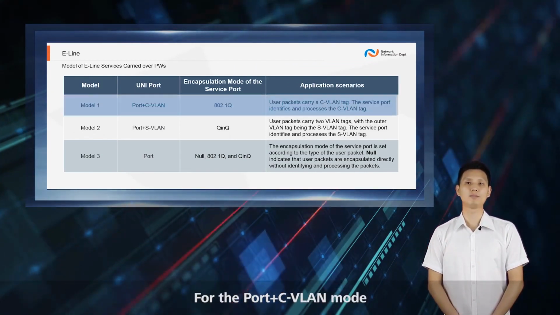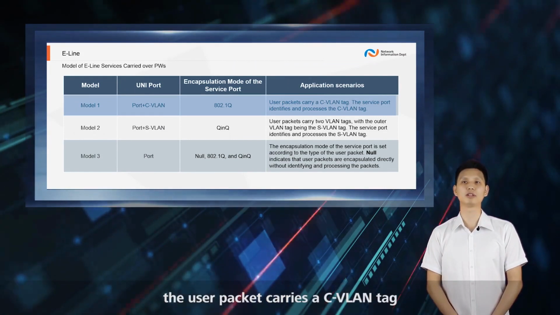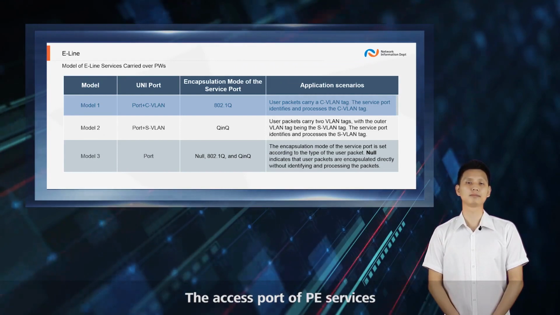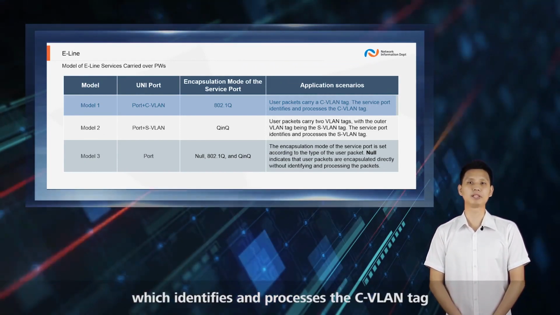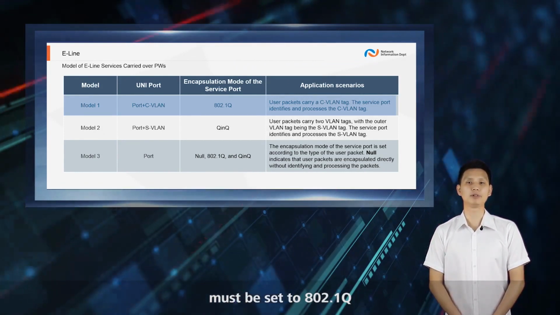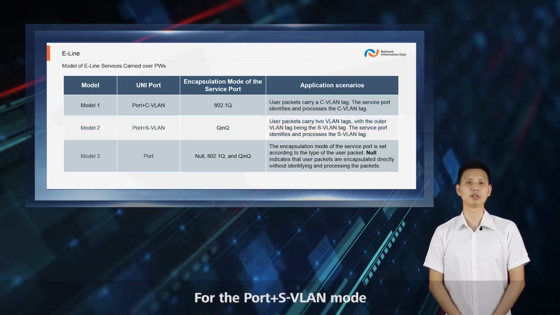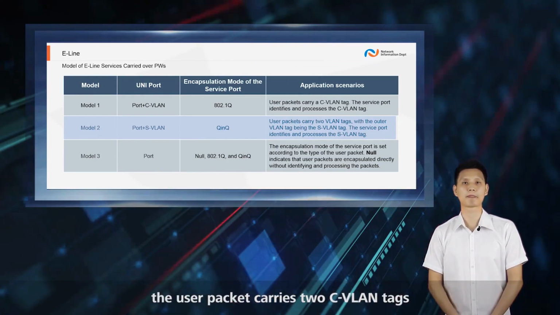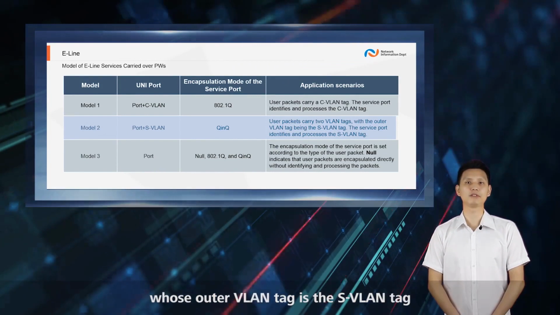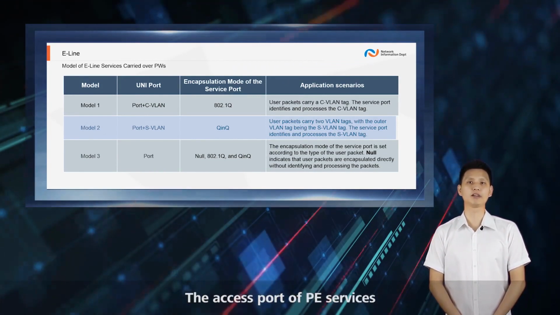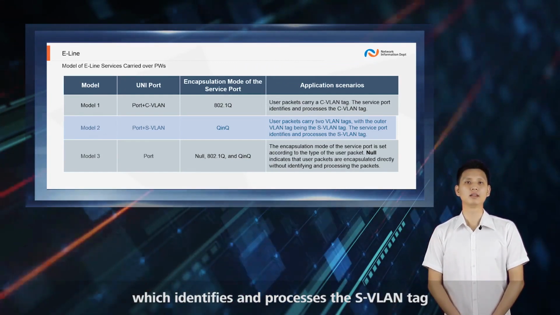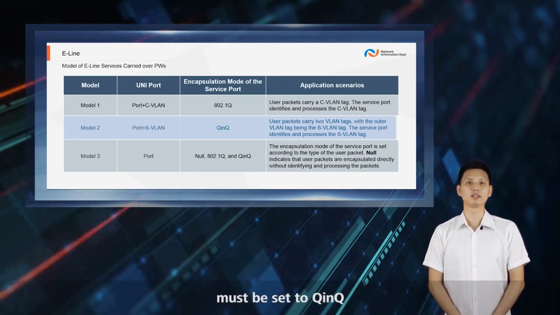For the Port plus C VLAN mode, the user packet carries a C VLAN tag. The access port of PE services, which identifies and processes the C VLAN tag, must be set to 802.1Q. For the Port plus S VLAN mode, the user packet carries two C VLAN tags, whose outer VLAN tag is the S VLAN tag. The access port of PE services, which identifies and processes the S VLAN tag, must be set to Q-in-Q.